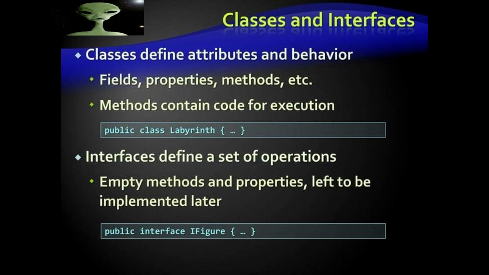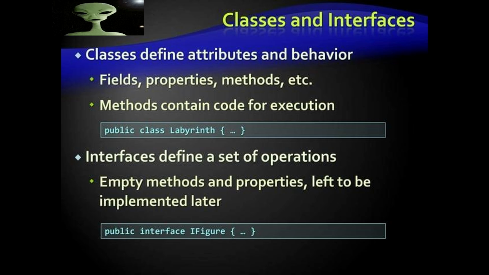Classes and interfaces. This is a fundamental aspect of OOP, object-oriented programming. Classes define attributes and behavior: fields, properties, methods, etc. That is an acronym for Latin. We have studied your language, Earthlings. Methods contain code for execution. Interfaces define a set of operations: empty methods and properties left to be implemented later.